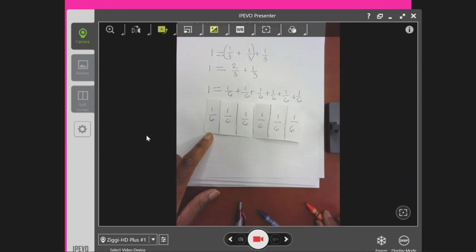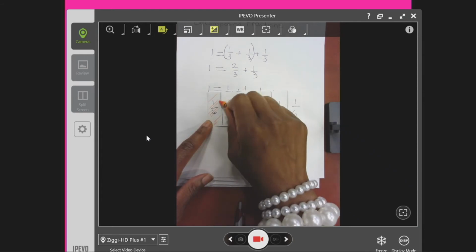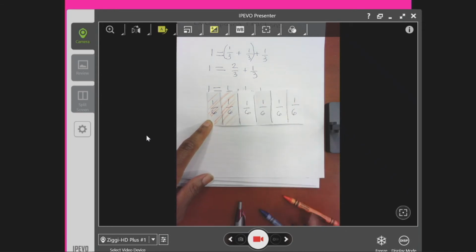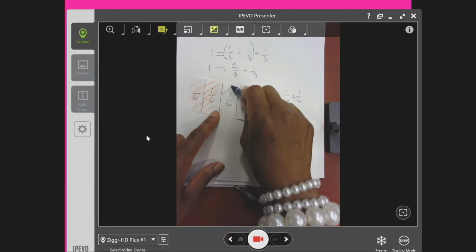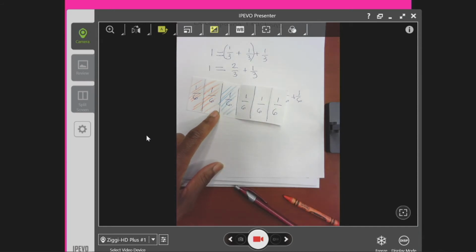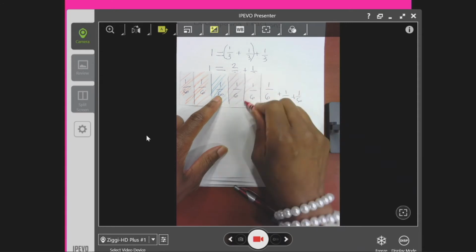Let's shade this one orange, this one orange. If you do not have crayons or markers, it's okay. You can use your pencil and just shade some lighter and shade some darker. That'll be okay. I'm going to shade this one blue, and then I'm going to shade these three left red.